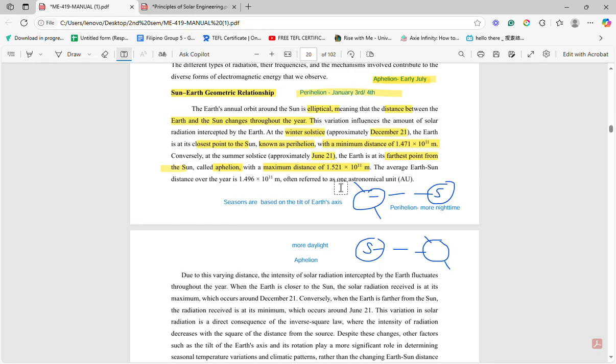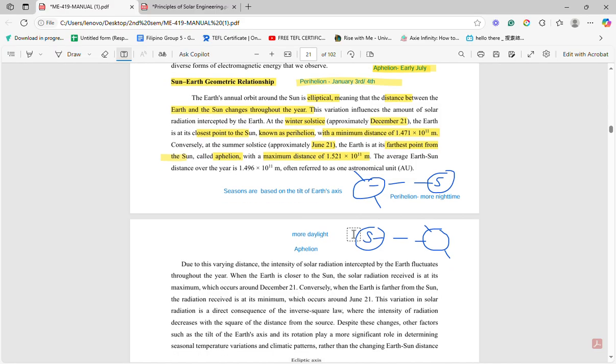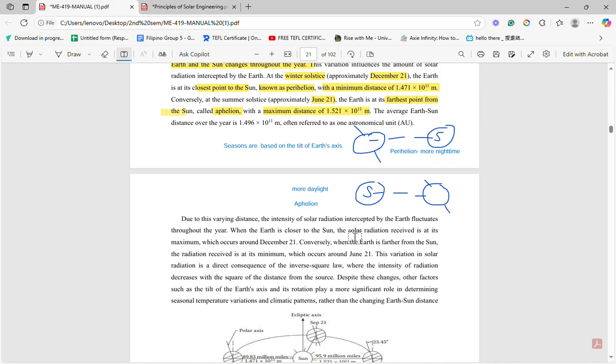But in perihelion, since that is leaning away from the sun, there is a shorter daylight hour, so there is lesser time for sun's exposure. The reason why it's less solar energy that we can harvest during that time. So that is basically the difference between the two. I hope that is clear.